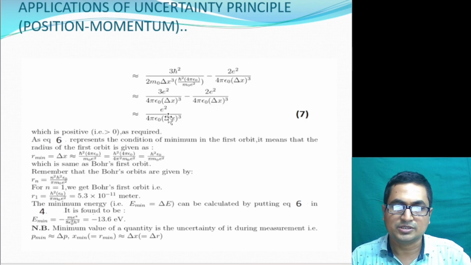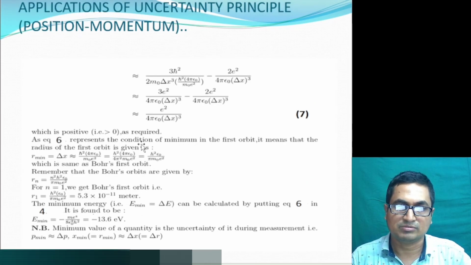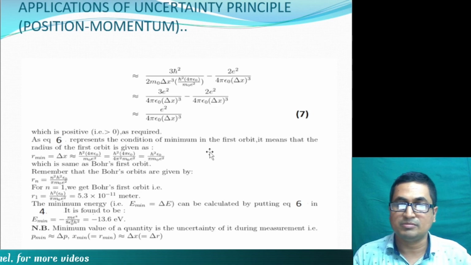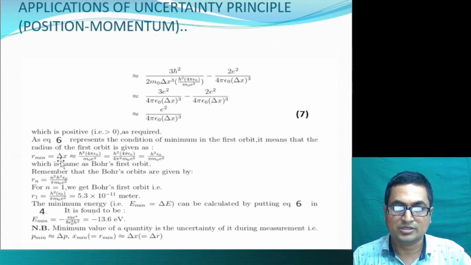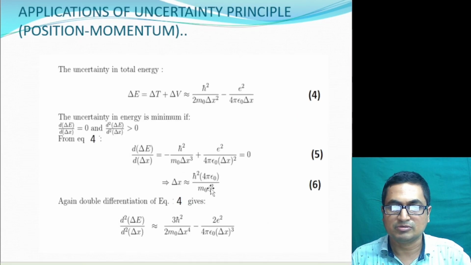Now this is definitely a positive quantity because e square and all these things are positive. So the condition for the minimum uncertainty in energy, if these conditions are satisfied, is given by equations 6 and 7 respectively. And since equation 6 gives us the condition of minimum in the first orbit, the radius of the first orbit is determined using this equation, that is del x equal to r minimum, and del x is already given by equation 6 here.